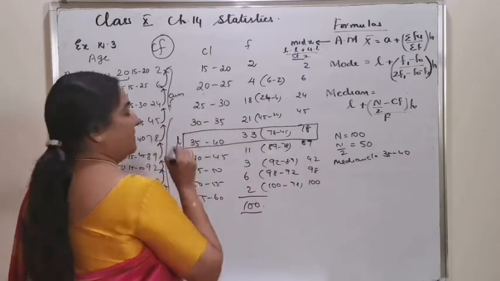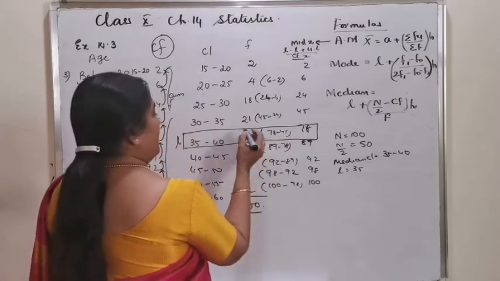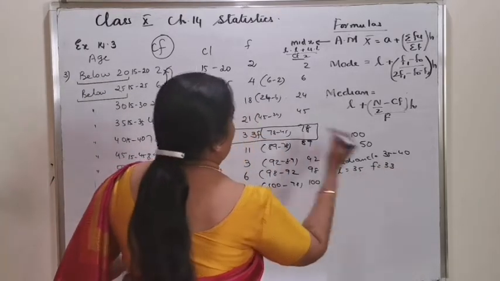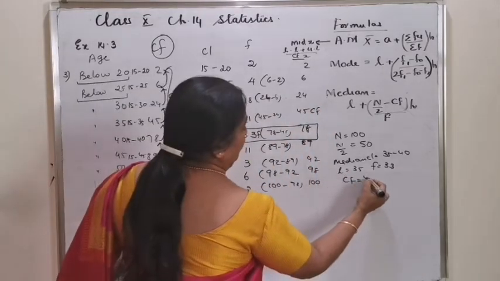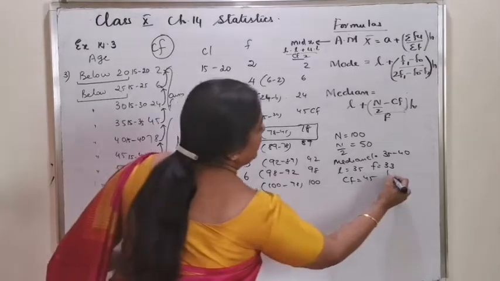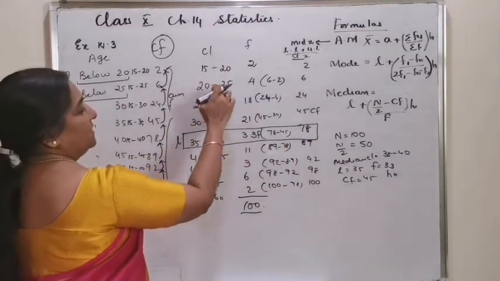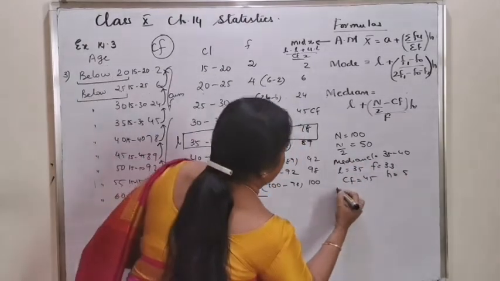What is L? L is equal to 35. What is the frequency? Frequency is 33. What is the cumulative frequency? 45. And what is the class size? H is 5, since 15 to 20, 20 to 25, that means H is equal to 5. So what is the median?